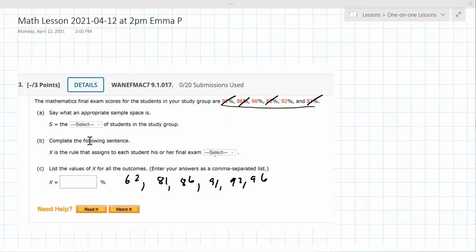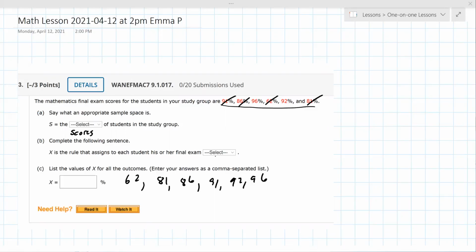Okay, so the drop downs here, the sample space is the scores of the students, because that's the percentages there, and X is the rule that assigns to each student his or her final exam score, I guess. So it's a little weird. You will probably not see this question on the exam. You probably see something that actually wants you to manipulate data, but that doesn't seem to be here.